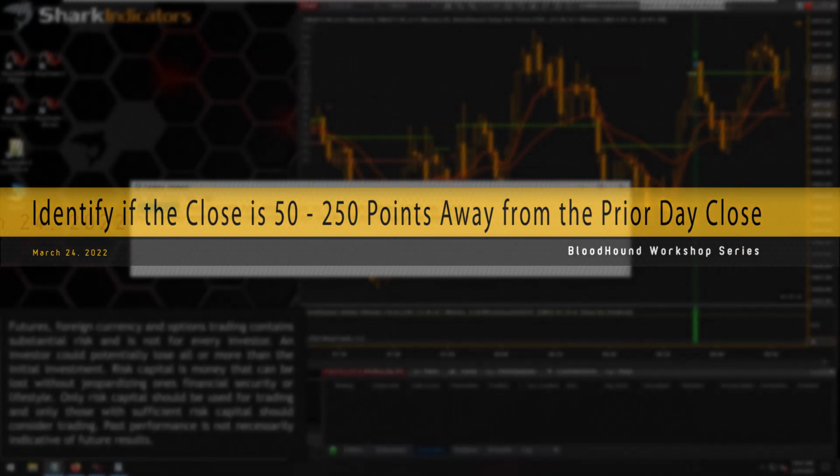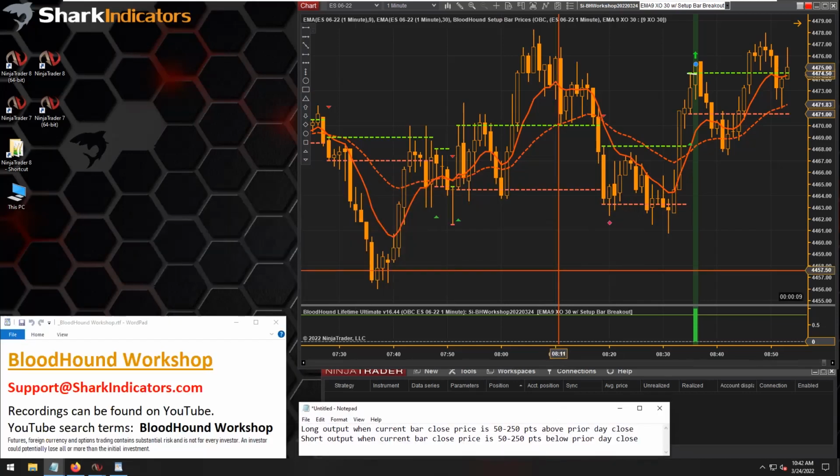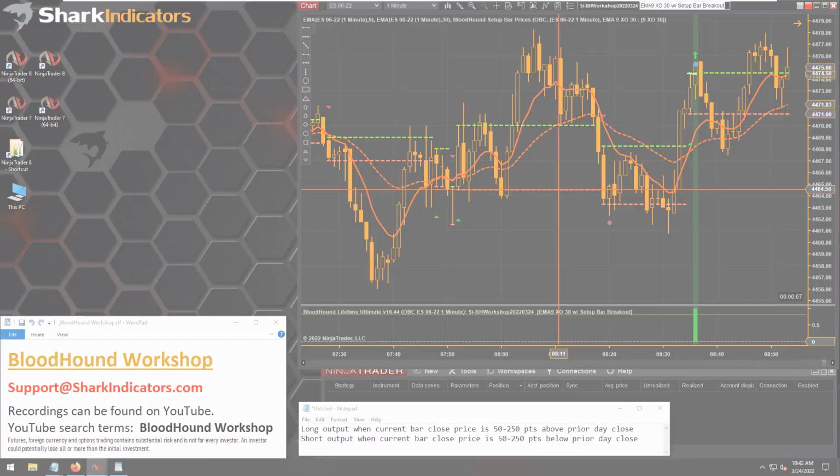So we're building a long signal filter and a short signal filter here. When the close of the bar is within this range, so 50 to 250 points, either above the prior day close or 50 to 250 points below the prior day close. All right, so there's our question.